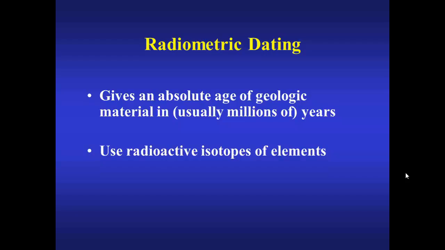I'm going to finish off this morning on geologic time and spend this part of the lecture on radiometric dating. We saw before how we can use relative dating to rank the geologic events in terms of occurrence without actually assigning ages. But radiometric dating lets us go further. We can actually give an absolute age of the geologic materials and events, usually in millions of years, by utilizing the radioactive isotopes of elements.